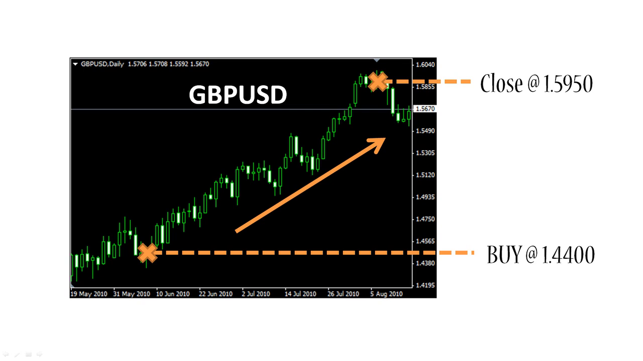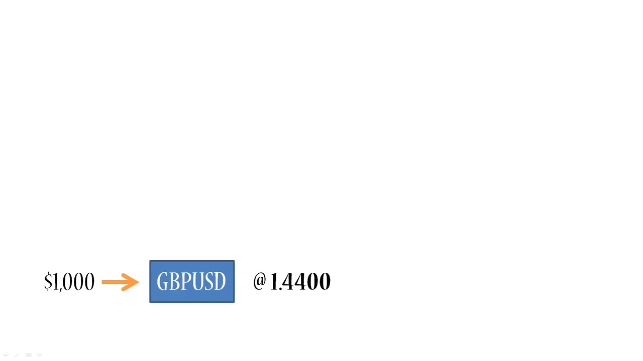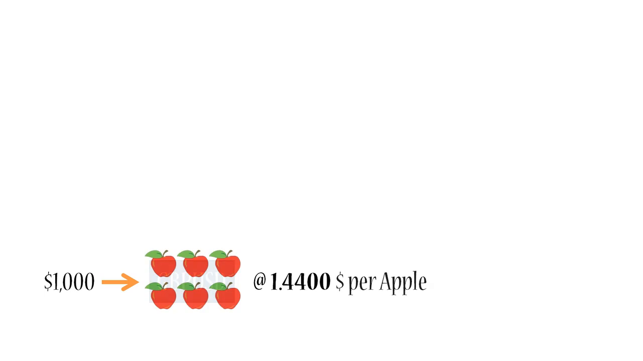Let's understand how exactly that happened. Let's look at the mechanics behind it. So let's assume that the bullish trader had $1,000 to invest, which he put into the British pound at a quoted price of 1.4400. Now, as we did previously, let's simplify this example by replacing the British pound with apples, because apples are also tangible. We can hold them, count them, measure them, weigh them up, and we can always replace the base currency with apples to simplify things.